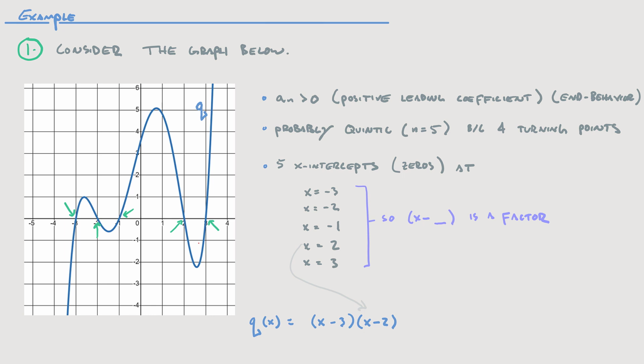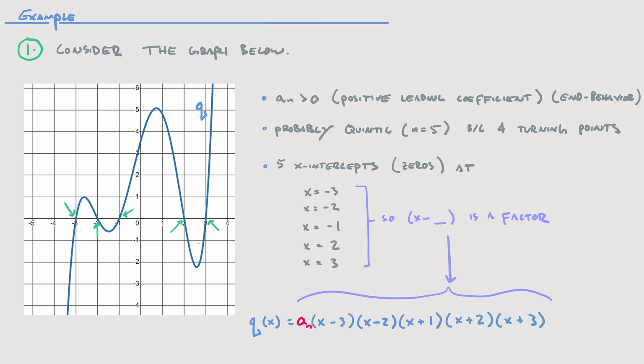Since x equals 2 is a 0, x minus 2 is a factor. Since negative 1 is a 0, x minus negative 1 is a factor, but since we're subtracting a negative, we might as well consolidate that and make it a plus. Since negative 2 is a 0, x minus negative 2, or x plus 2, is a factor. And since negative 3 is a 0, x minus negative 3, or x plus 3, is a factor. If you know x-intercepts, then x minus whatever those x-intercept values are is a factor of the polynomial itself. So we basically know the whole formula for this thing.